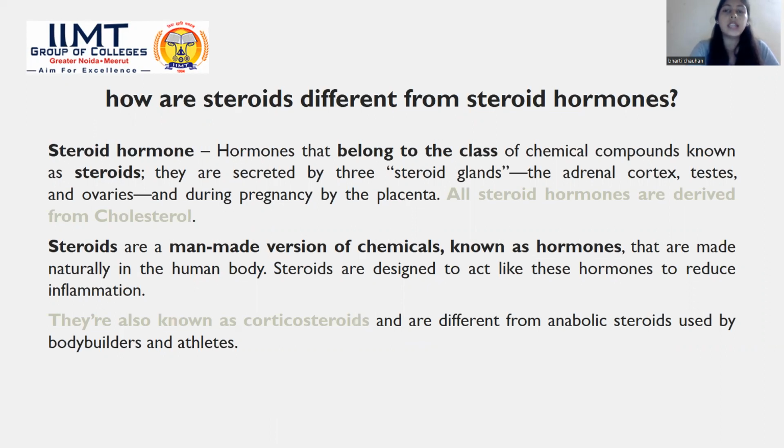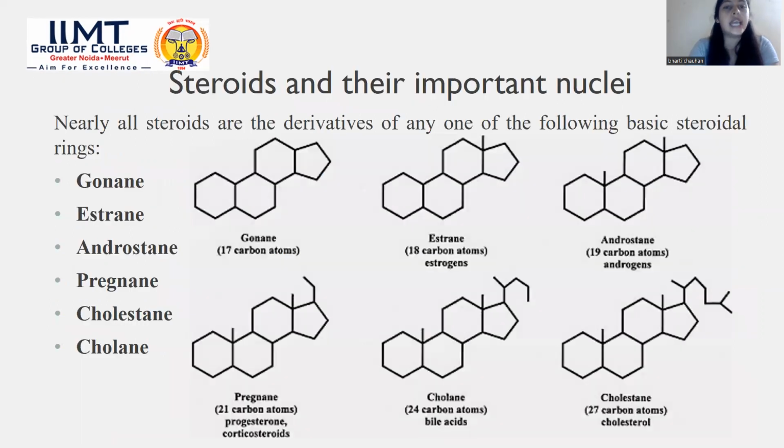Steroid hormones, which belong to the class of chemical compounds known as steroids, are secreted by three steroid glands, which are the adrenal cortex, testes, and ovaries. All the steroidal hormones are derived from cholesterol. Steroids are also made naturally in the human body, and steroid drugs are designed to act like these hormones to reduce inflammation in our body. They are also known as corticosteroids, like cortisol, and are different from anabolic steroids used by bodybuilders and athletes. So these are the important nuclei of steroids and I will discuss them one by one.